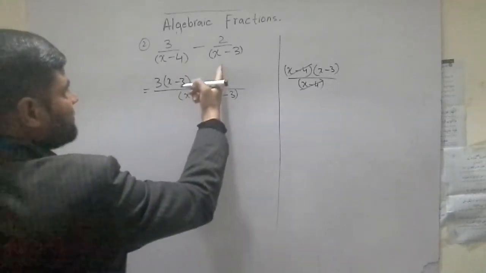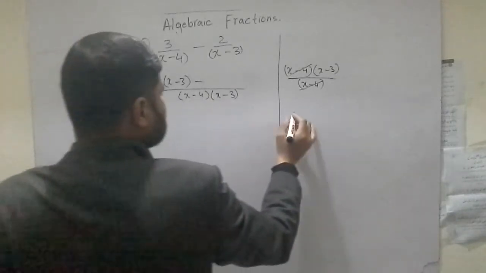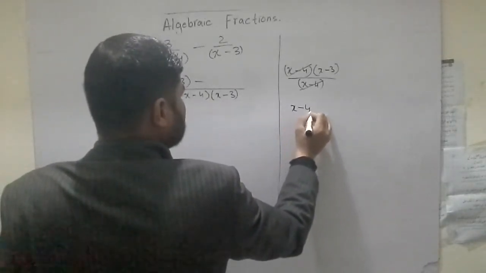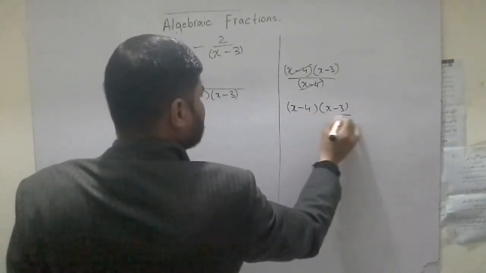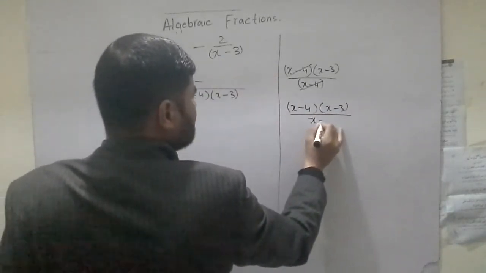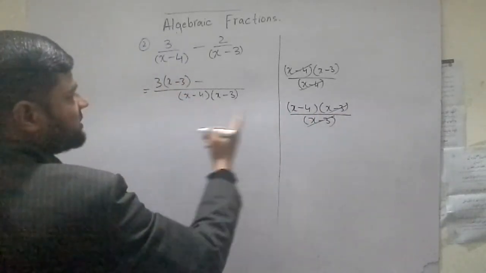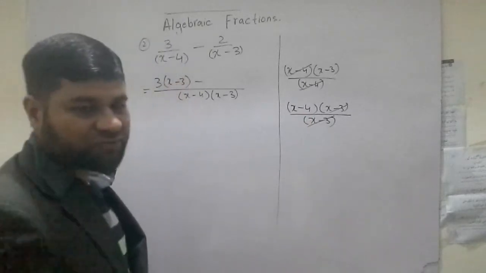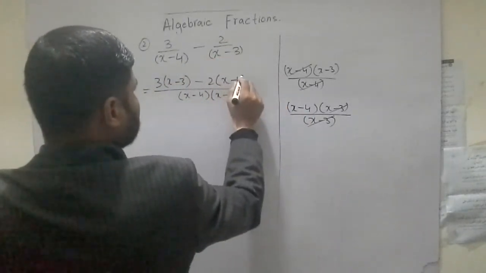Now again we need to do the same thing with the second fraction. So divide this lowest common multiple, x minus 4 into x minus 3, by this x minus 3 here. Now cancel this out with this one, and you get x minus 4. Whatever you are left with needs to be multiplied with the numerator. So 2 times x minus 4.